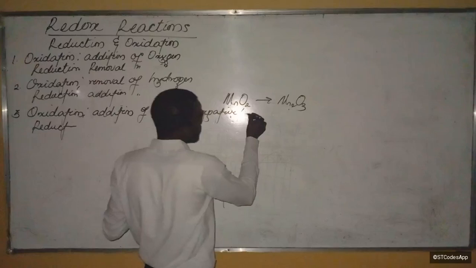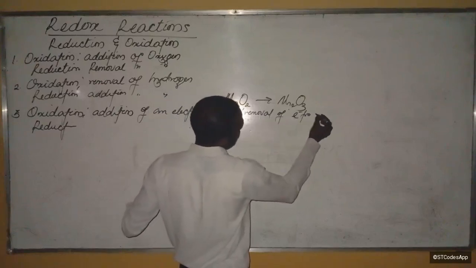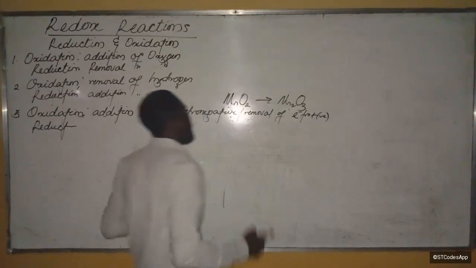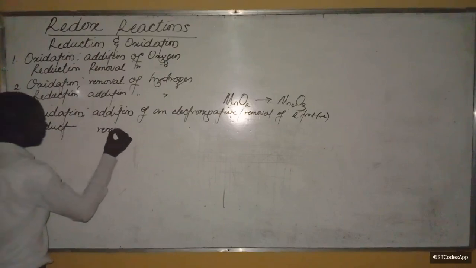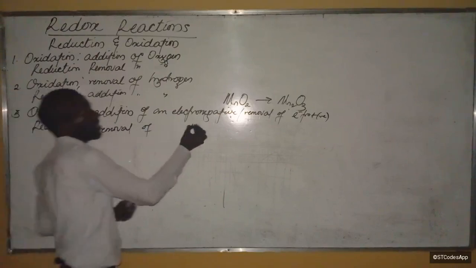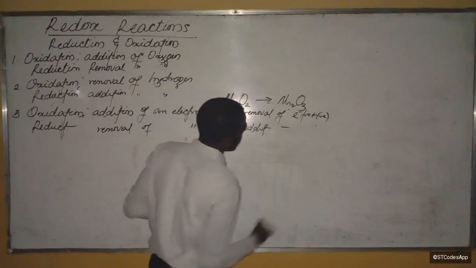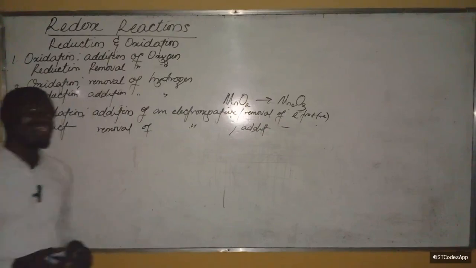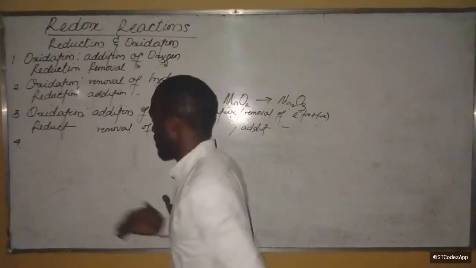Or removal of electropositive element. I'm trying to write shorthand, okay? While reduction will be the removal of what? Electronegative and addition of what? Electropositive. The fourth definition I want you to see is that oxidation is defined as, now that's another step higher.